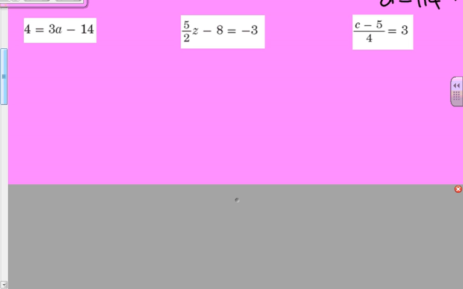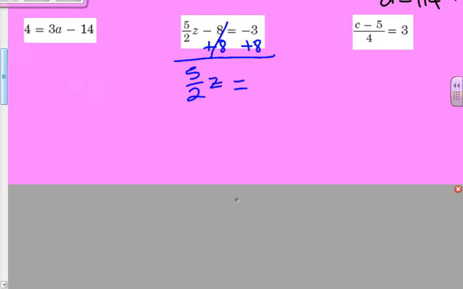Now, the first one here, 4 equals 3a minus 14. I'm going to skip that one. That's a standard two-step equation. We're going to go to the next one that has a fraction in it. The z is on the left side, so we're going to work with the -8 first. The opposite is +8, so I'm going to add 8 on both sides. The 8's cancel. 5 over 2 z comes down, the equal sign drops down.